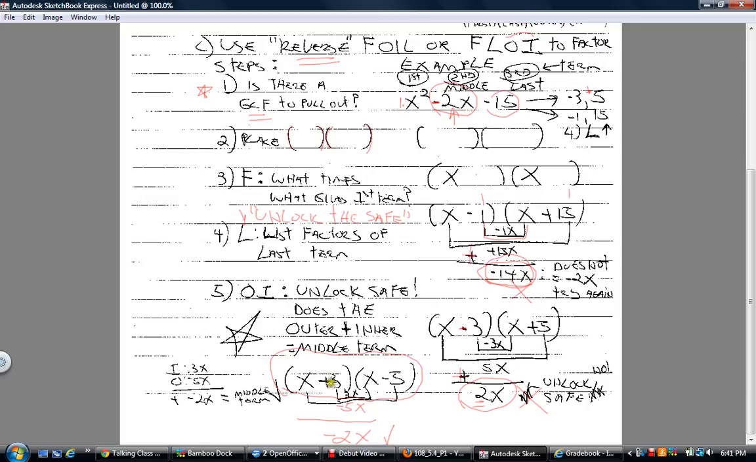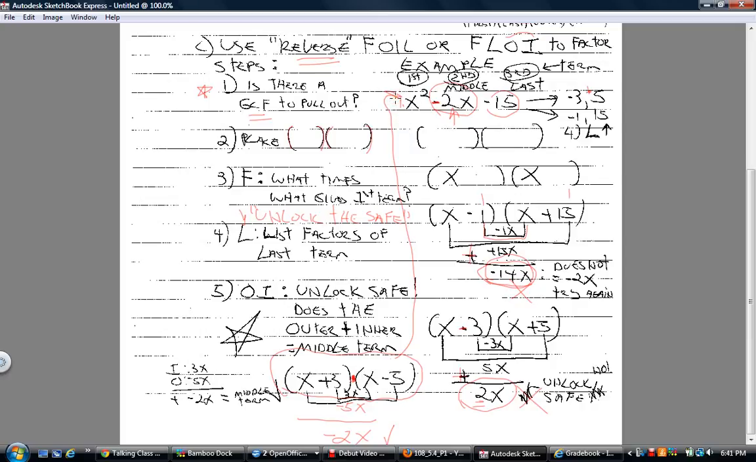Why is it factored? Remember, between two parentheses, what's always going on, class? I say it 100 times. Multiplication. The binomial x plus 3 times the binomial x minus 5, when you do FOIL correctly, will produce and boomerang back the original problem.